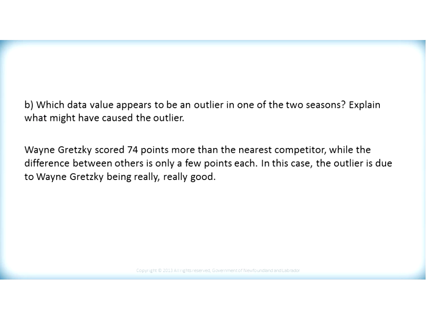Okay, so the outlier was Wayne Gretzky's total in 1985-86. Wayne Gretzky scored 74 more points than the nearest competitor, Mario Lemieux, in that year, while the difference between all the other point scorers in the league in those 2 years is within 4 or 5 points each. So it's a big jump from the highest point getter in the league that year to the next highest.